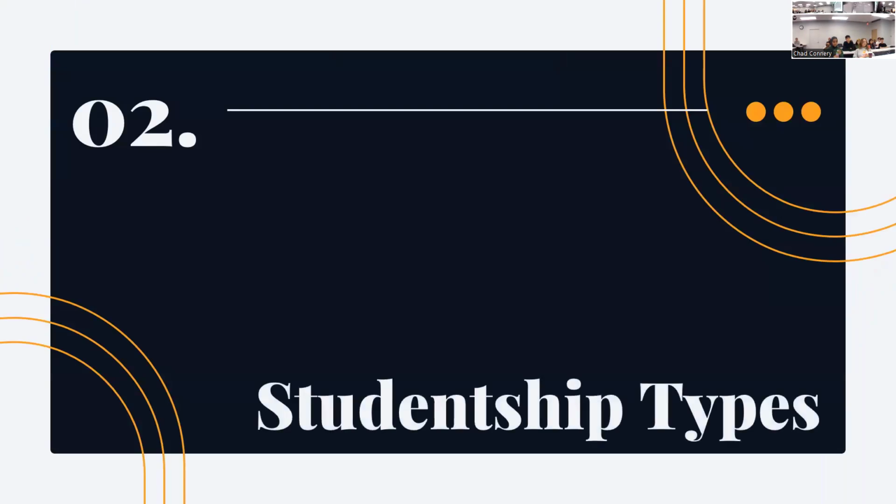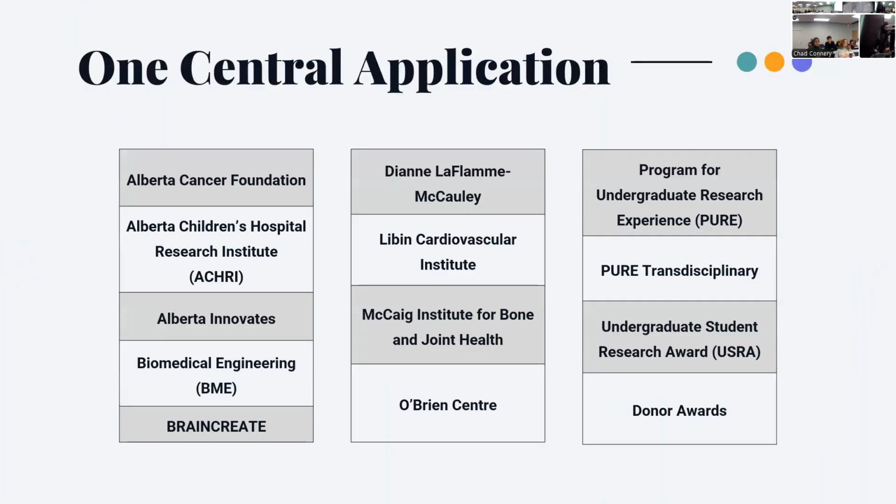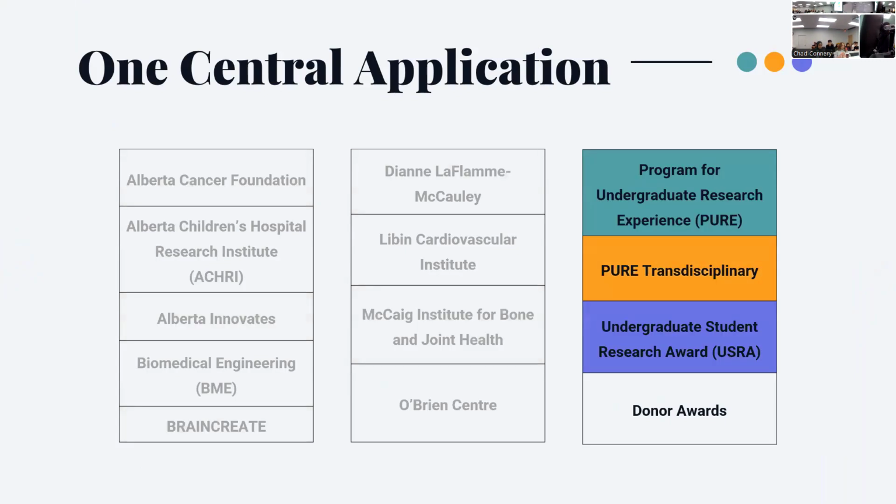So let's talk a bit more about the studentship types. I know I kept mentioning around 15 awards. So you submit 1 central application, but that helps you apply for all of these different awards for consideration. But realistically, we went through the details for each of these awards. Apply would be the last column there.